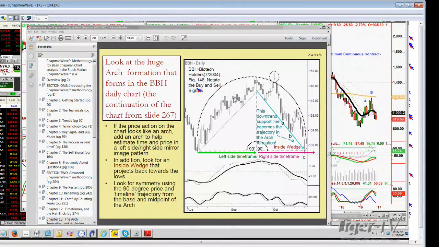Chapman wave methodology. And I'm showing you a pattern here. This is the arch formation. It goes straight up and it comes straight down. And look at this. There's a left side, right side price time match. And I call this the plumb line, that middle line right there.